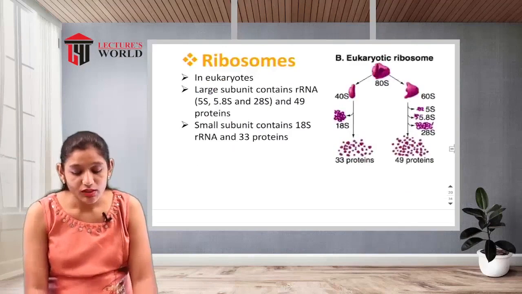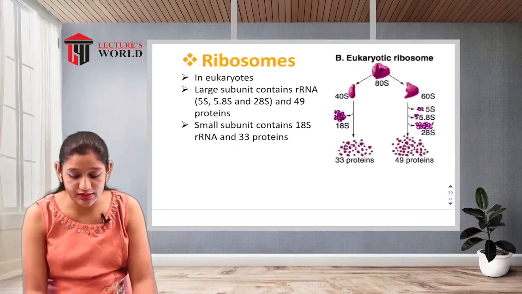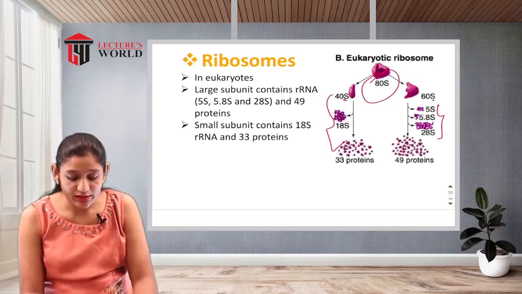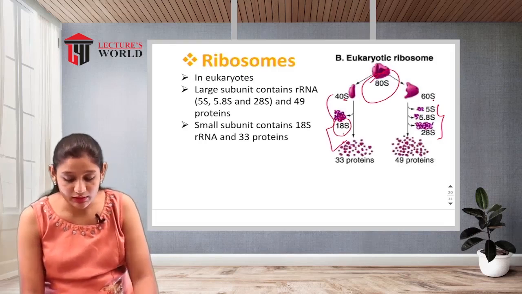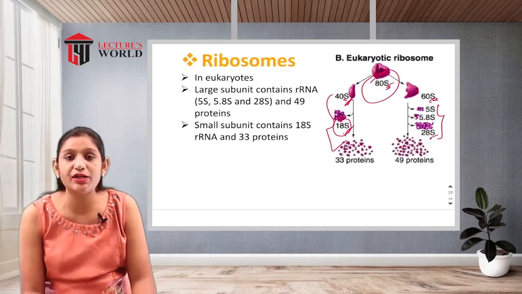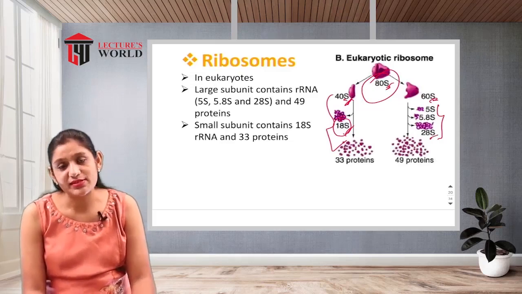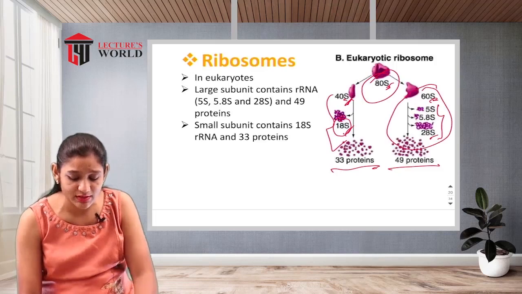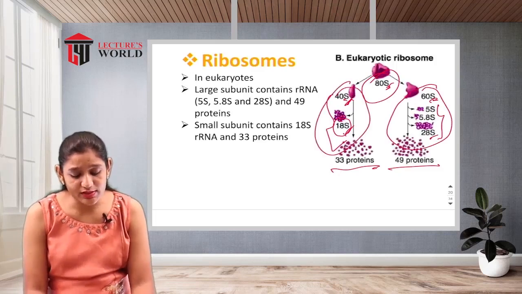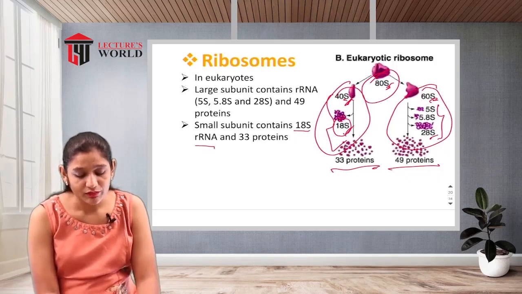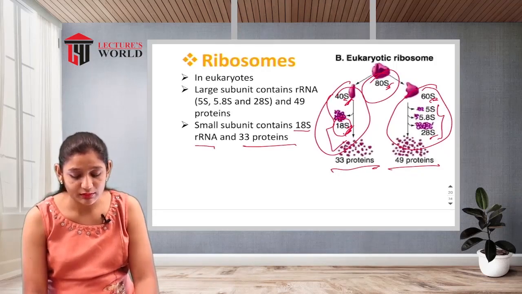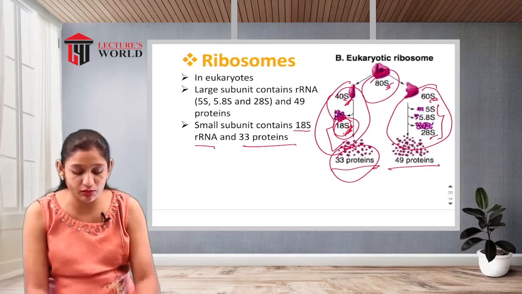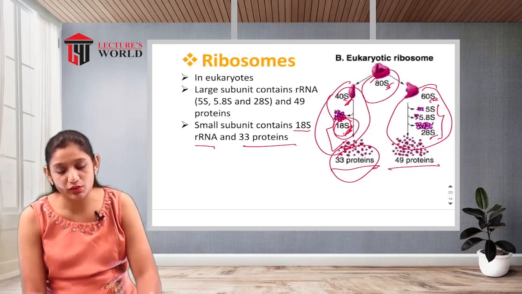Next, this is observed in the eukaryotic ribosome, with the 40S, 60S and 80S subunits. S stands for Svedberg, the unit. The 60S involves 49 proteins, and the small 40S subunit contains 18S RNA and 33 proteins. Okay, next one.